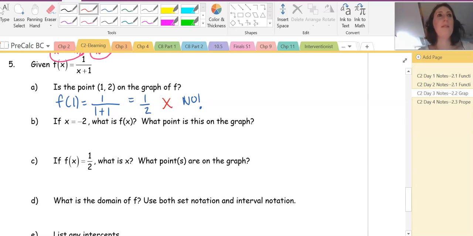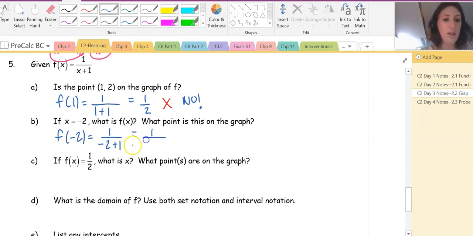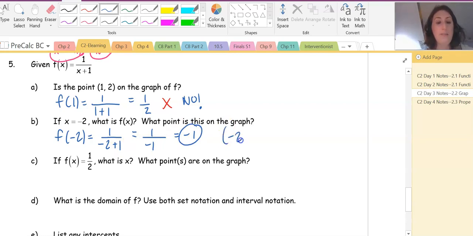Okay, didn't work. If x is negative 2, what is f of x? Okay, well, this is just asking for f of negative 2. So I'm going to just plug a negative 2 in place of x. And that should give me a negative 1. So my point would be (-2, -1), because my x was negative 2 and my y coordinate I got was a negative 1.